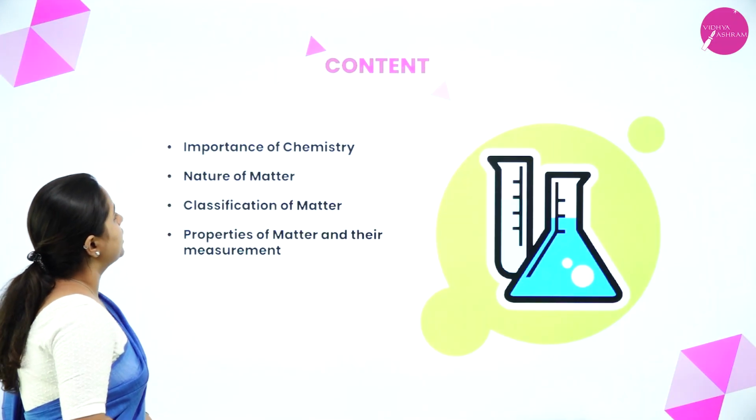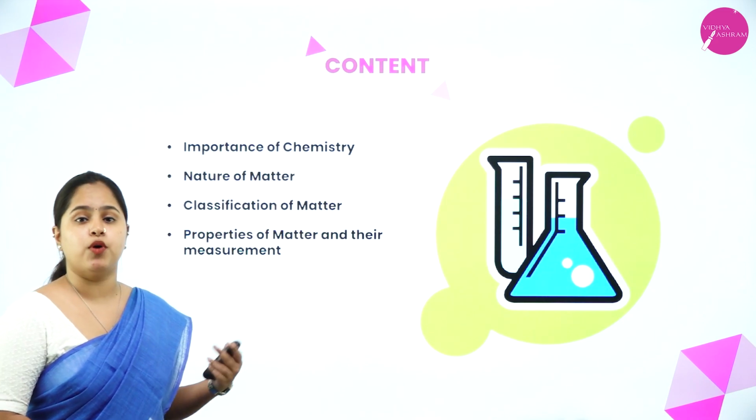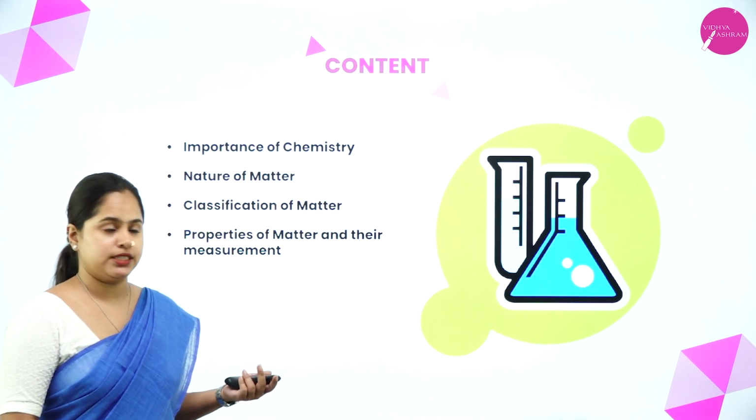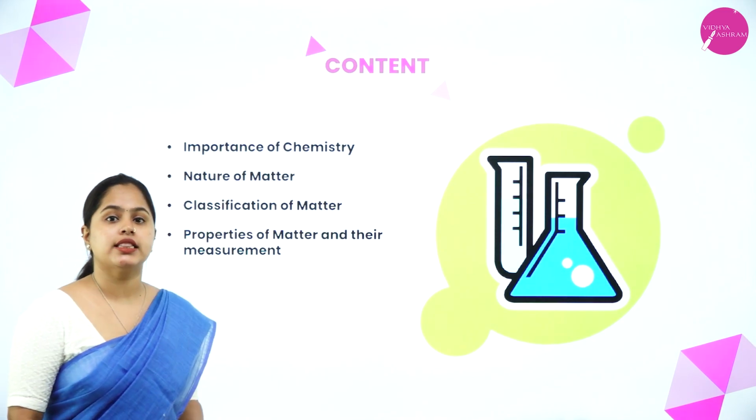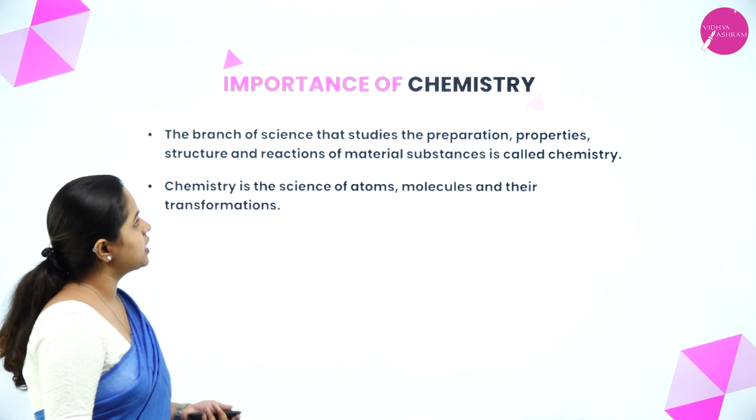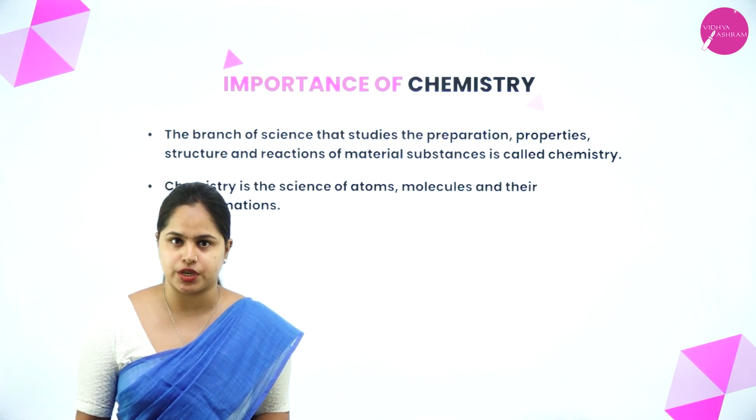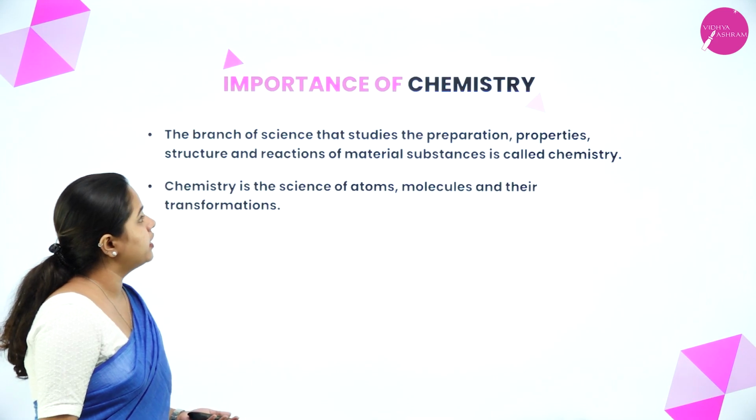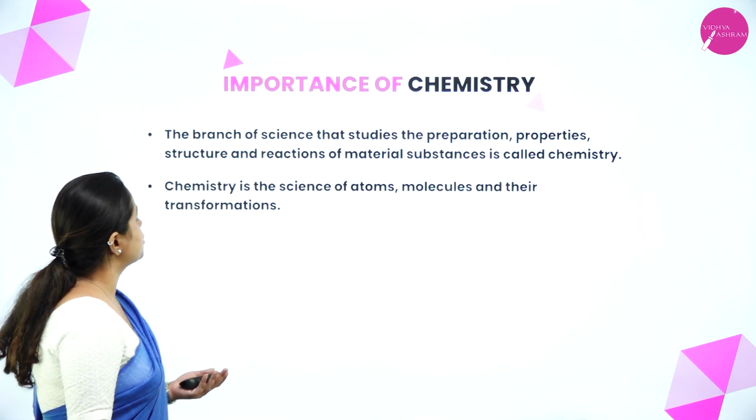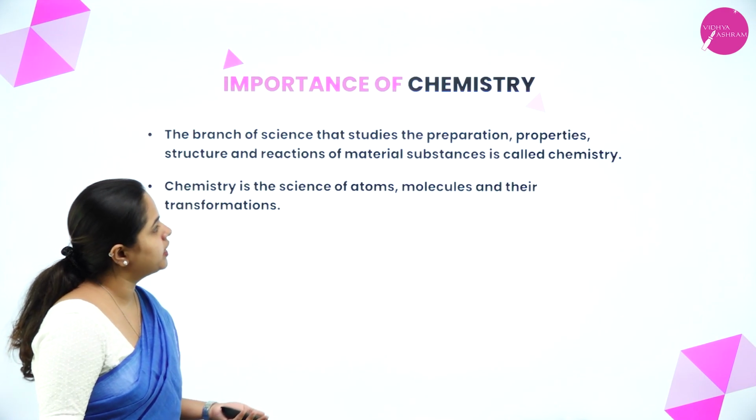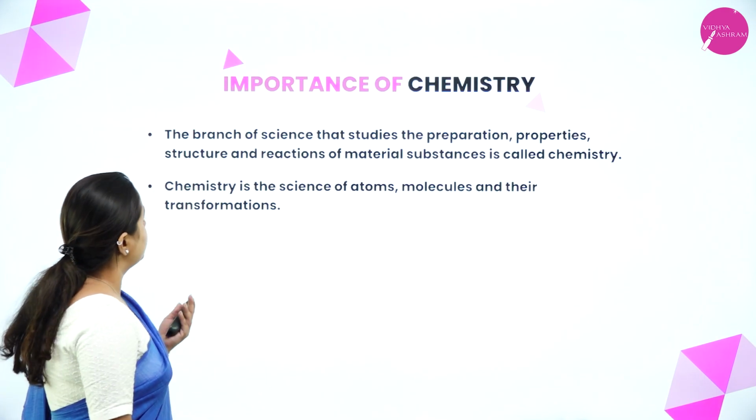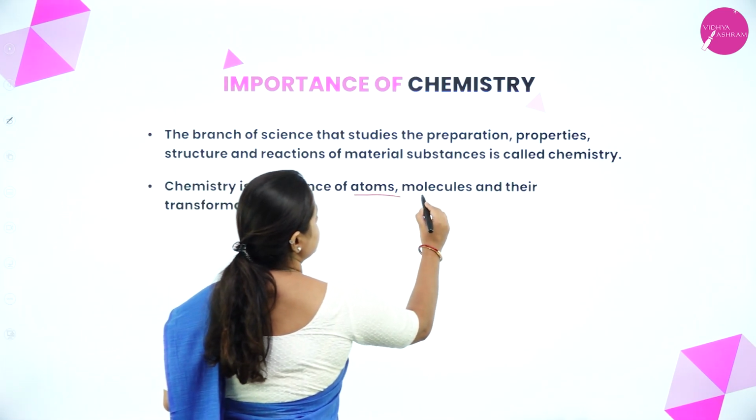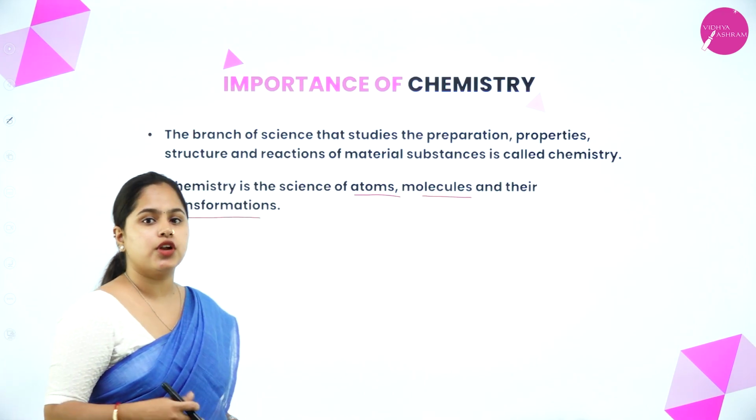Today we'll be discussing what is chemistry, the importance of chemistry, the nature of matter, classification of matter, and the properties of matter and their measurement. Let's begin with the basic question: what is chemistry, or what is the importance of chemistry? The branch of science that studies the preparation, properties, structure and reactions of material substance is called chemistry. Chemistry is the science of atoms, molecules and their transformations.